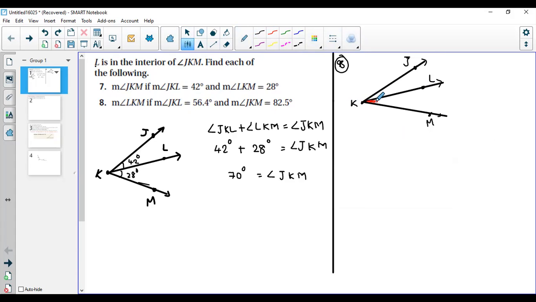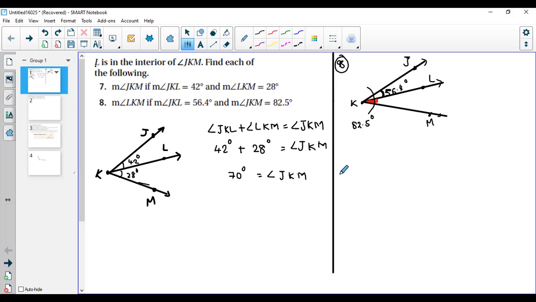Angle JKL is 56.4. So JKL, the small angle, is 56.4 degrees. And JKM, so they gave you the bigger angle. They gave you the measure of the bigger angle that they said is 82.5 degrees. Now, here they gave us the two small angles and we had to find the bigger one. So we added them. But here they gave us this bigger angle and one small angle. So we have to find the other small angle.